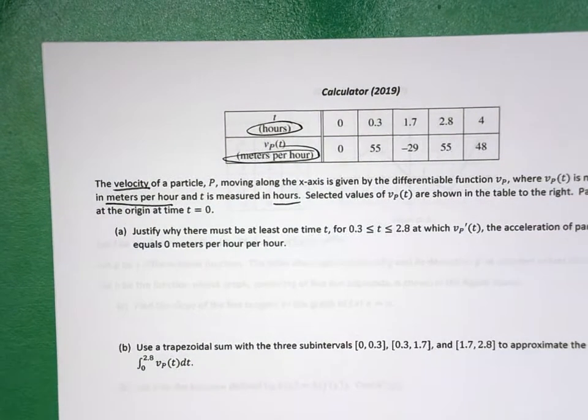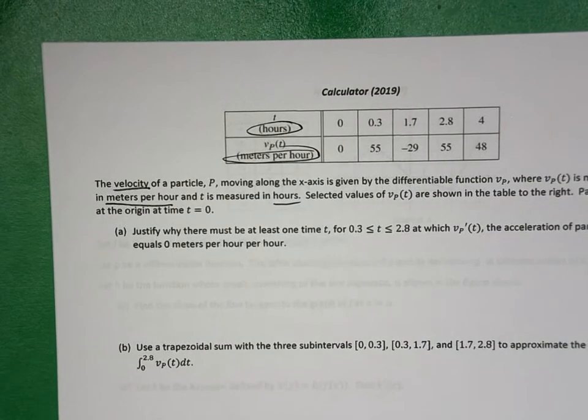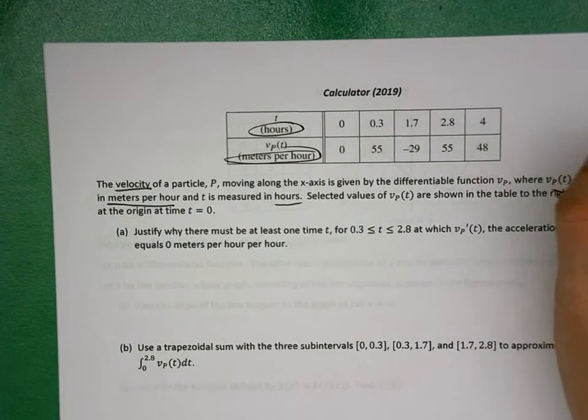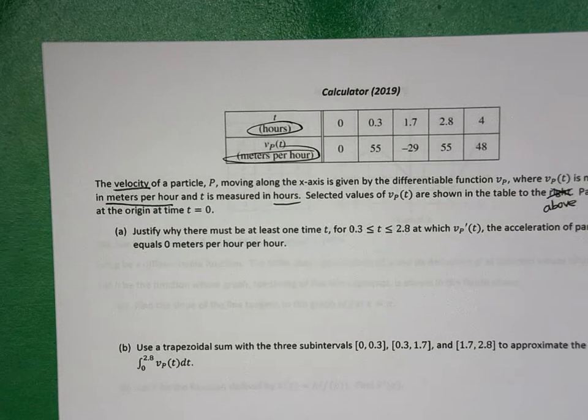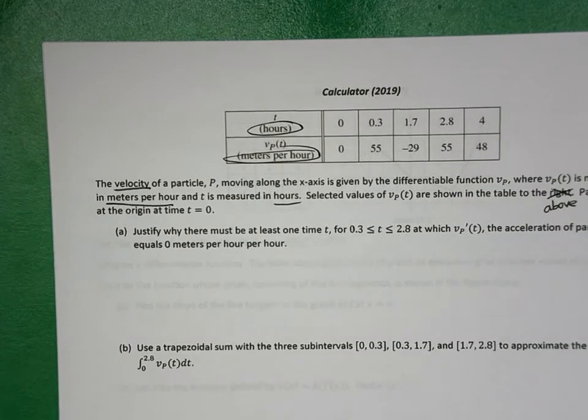Selected values of v sub p of t are shown in the table to the right. This actually should be above. Again, I reformatted the page as I was creating your homework, trying to give you enough space to write.